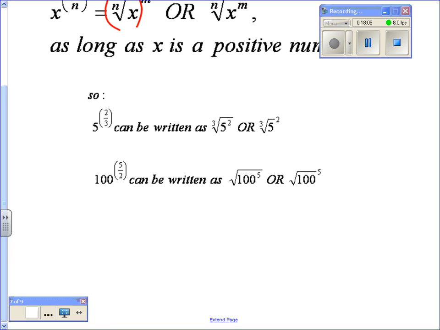So 100 to the 5 halves would be, where would that 5 go? Where would the 2 go? The square root of 100 to the 5th, or the square root of 100, all of that raised to the 5th. Okay? They mean the same thing. It's just showing how to write it, going back and forth.